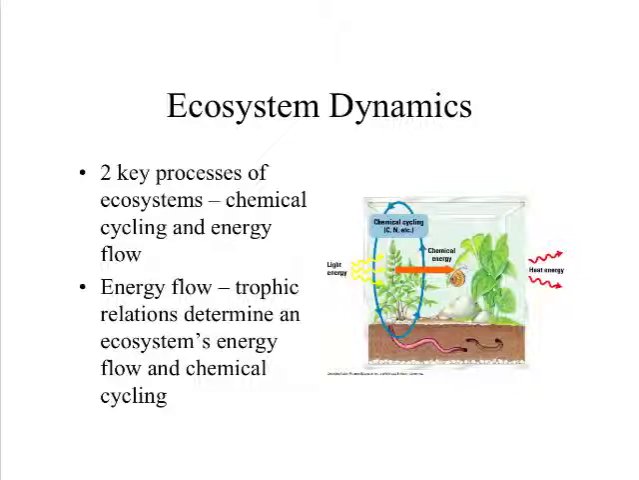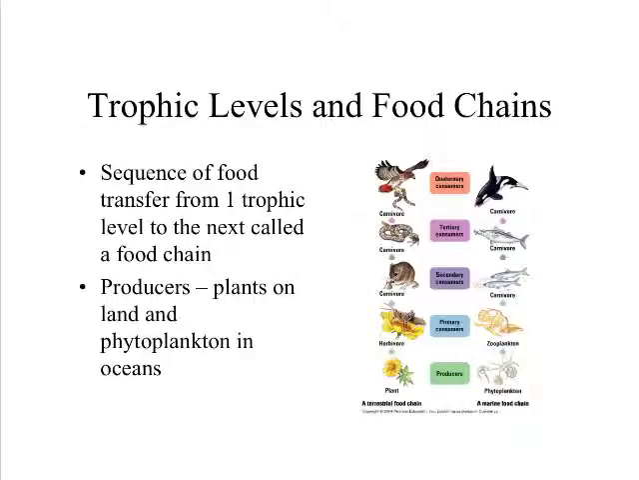nutrients within an ecosystem. If we take a look at these trophic levels, we basically can make what are called food chains. It's a sequence of food transfer from one trophic level to the next, where producers are the plants on land and the phytoplankton in the oceans, and we always start our food chains with the producers. They're the only ones that can take photosynthetic energy and turn it into chemical energy.